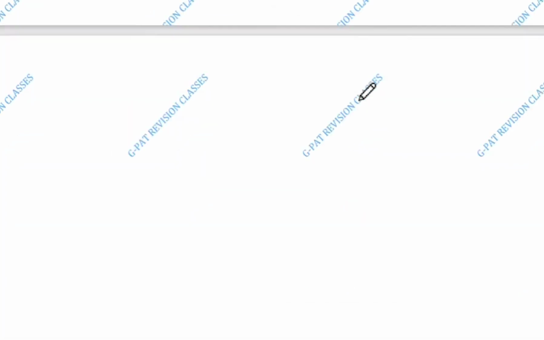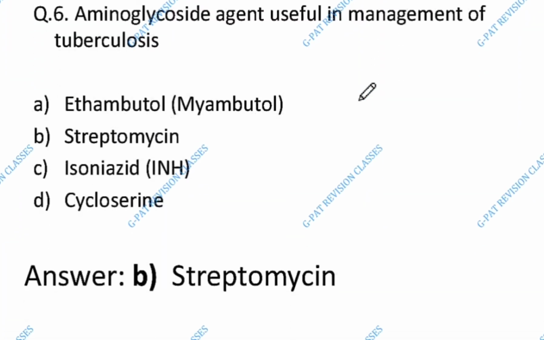Next is question number 6. Aminoglycoside agent useful in management of tuberculosis. The answer is B, Streptomycin.